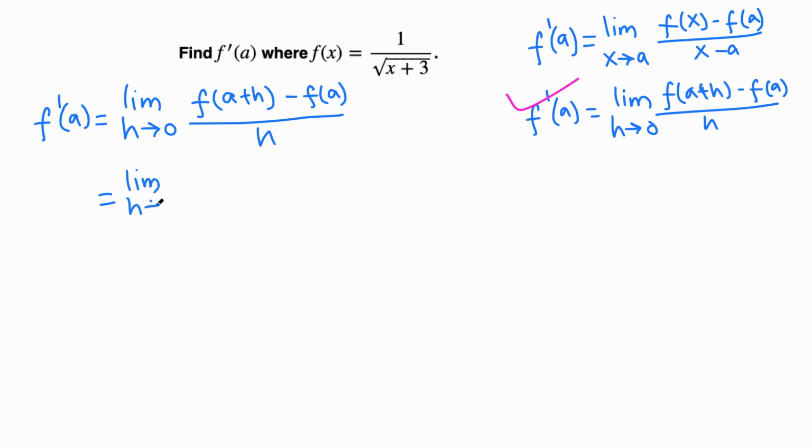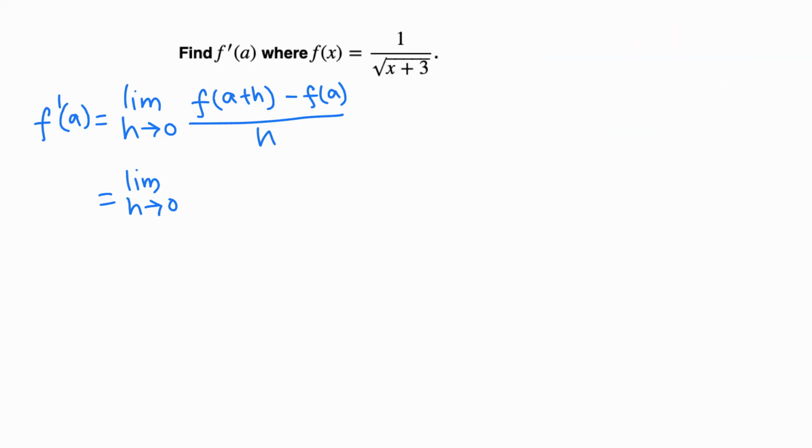Now we need to determine what f of a plus h and f a are from this function. So let's do one side here. Okay, so I'm going to erase these two. So f x is this. So f a is easy. F of a means f of input is equal to 1 over square root of that input plus 3. Here f of a means just replace x by a, 1 over square root of a plus 3. Okay, that's f of a, that's easy.